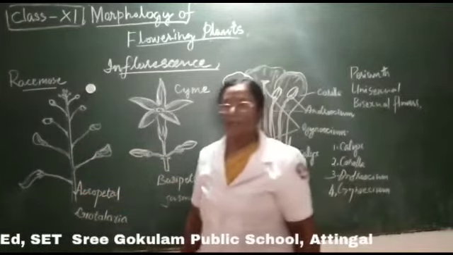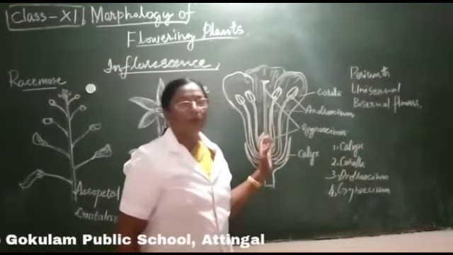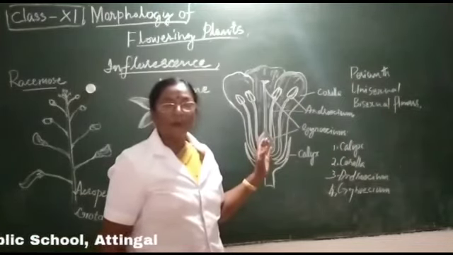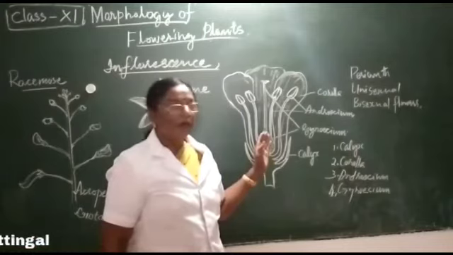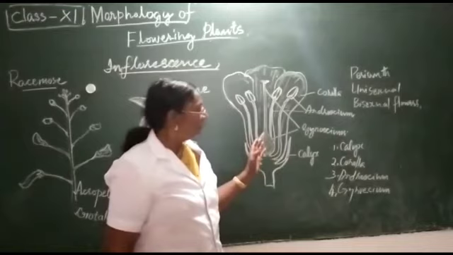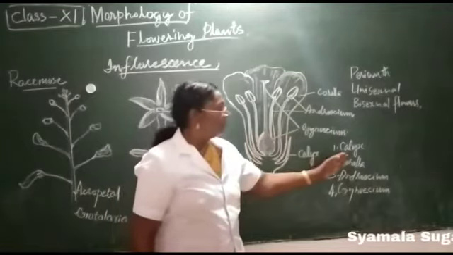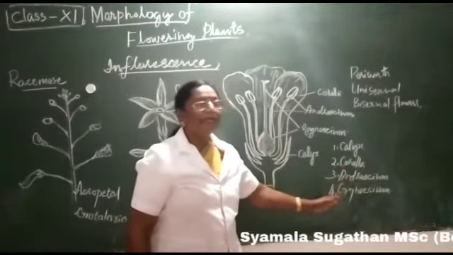Next we can see flowers. A flower is a modified shoot, and also it is the sexual reproductive organ in angiosperms. And here we can see a typical flower has four different parts, namely calyx, corolla, androecium and gynoecium.